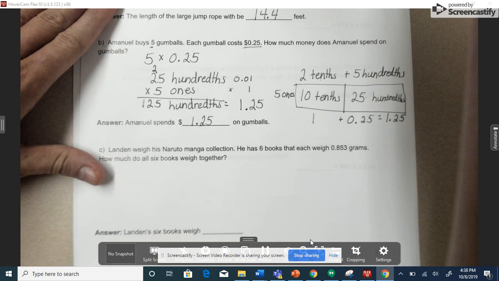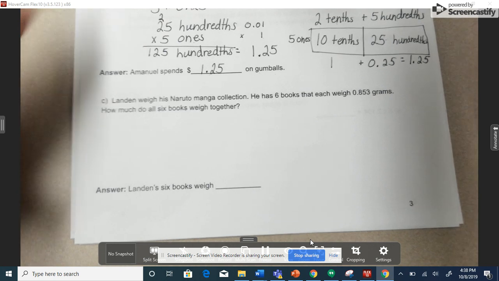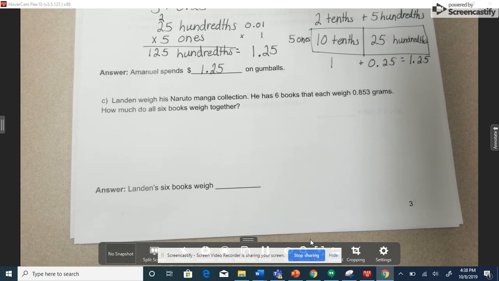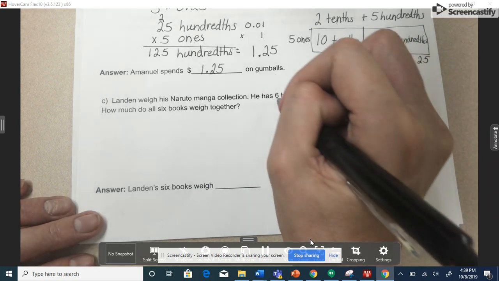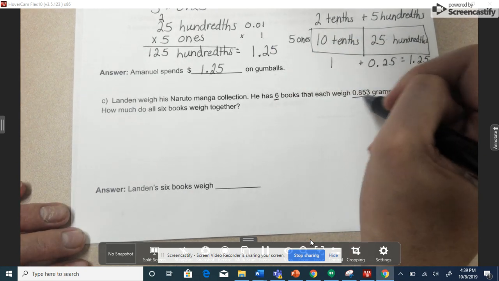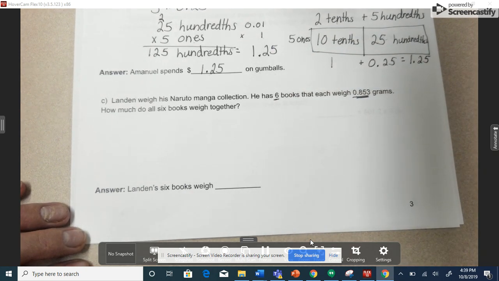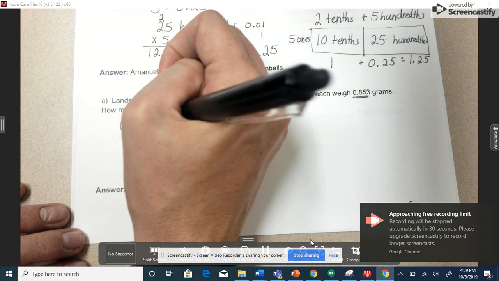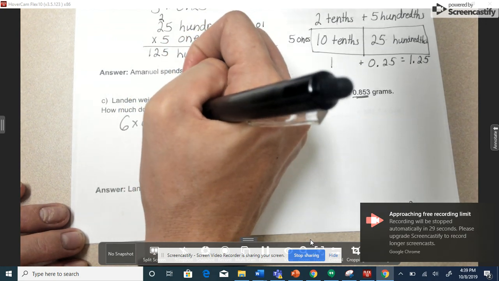Last one. Landon weighs his Naruto manga collection. He has 6 books that each weigh 853 thousandths grams. How much do all 6 books weigh together? So I see that he has 6 books, and each one weighs 853 thousandths grams. So I know I'm multiplying here. So I'm going to do 6 times 853 thousandths.